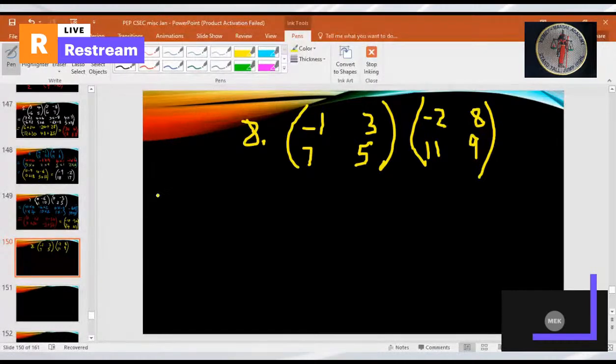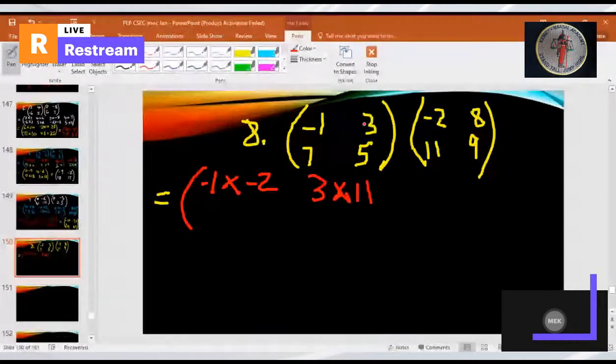So let's go. Row by column. So 1 times negative 2, 3 times 11. 1 times negative 2, 3. So let's go back again. So row by column again. Negative 1 times the 8 times the 9. Negative 1 times 8, 3 times 9.